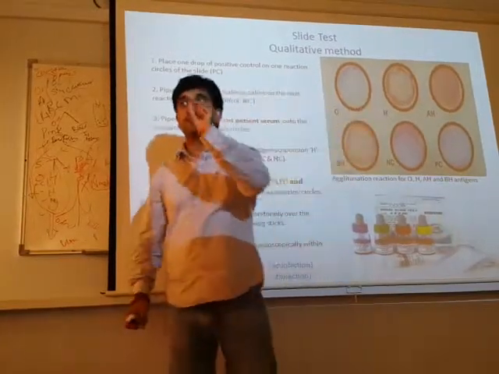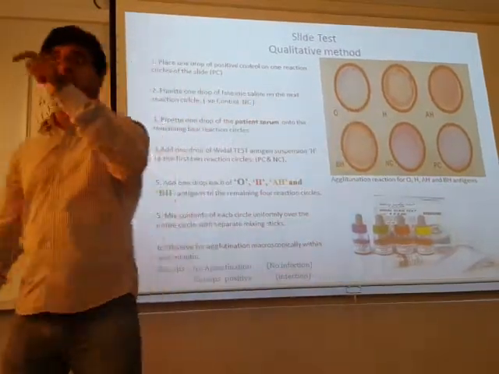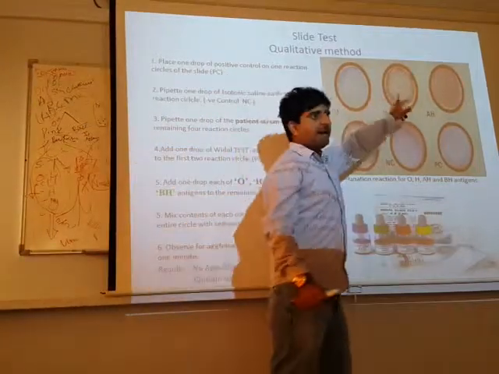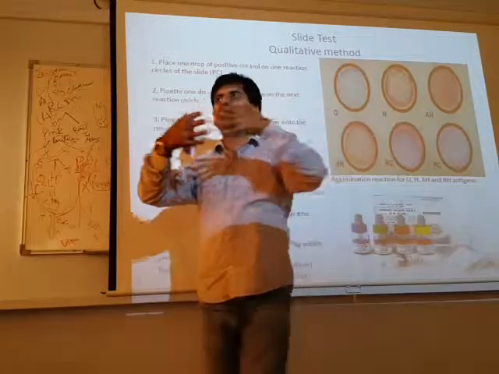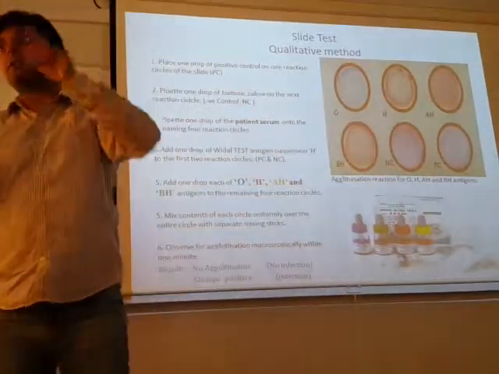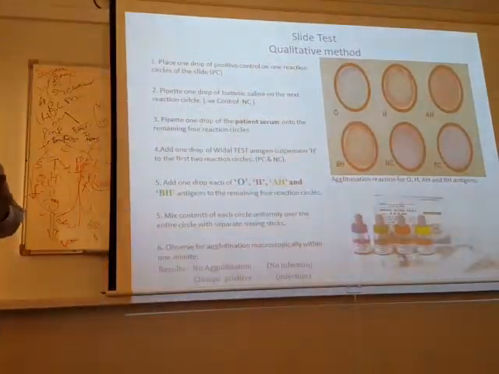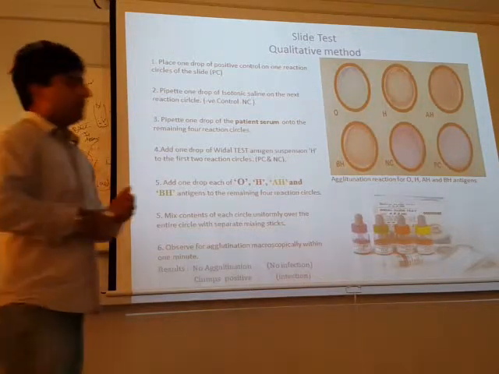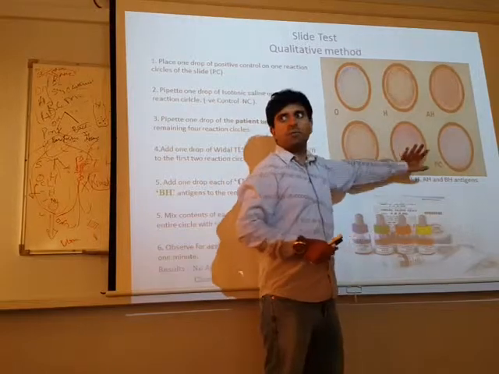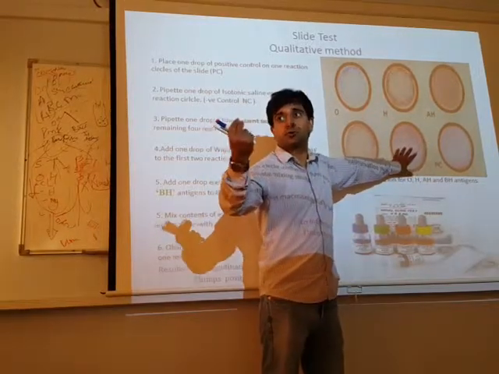If patient serum contains the antibodies against O and H, it will react and form clump or aggregate. This is the principle of the Vidal test. Any question here? Clear? Any other question here? So here, negative control means only normal saline, isotonic.